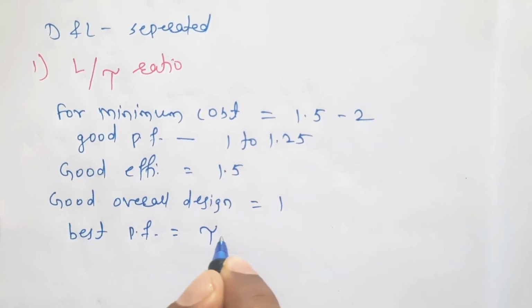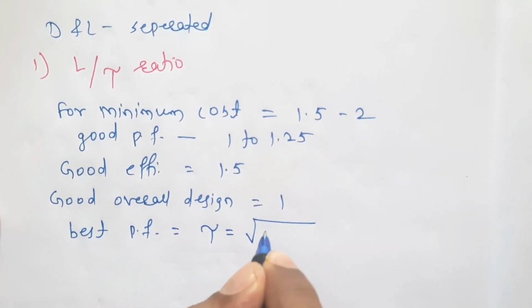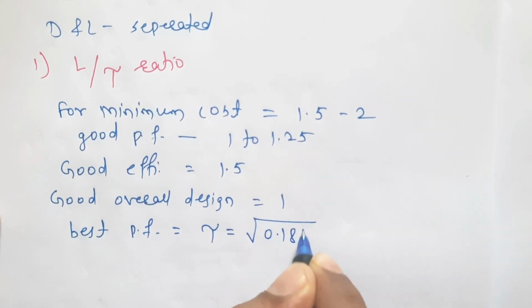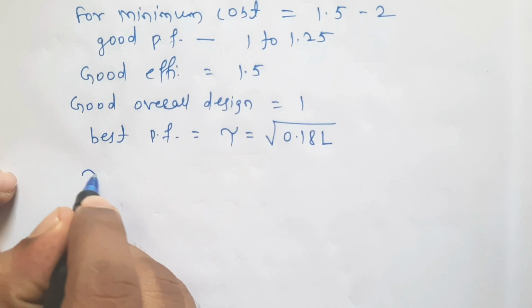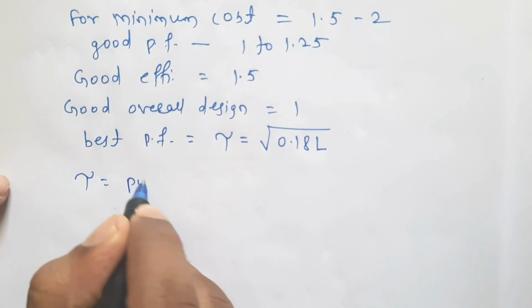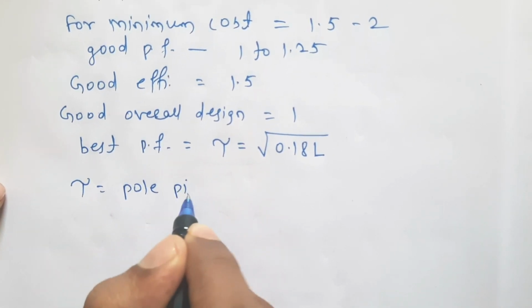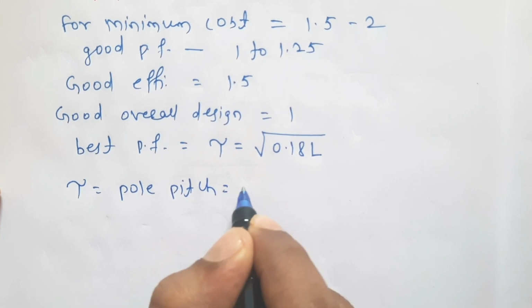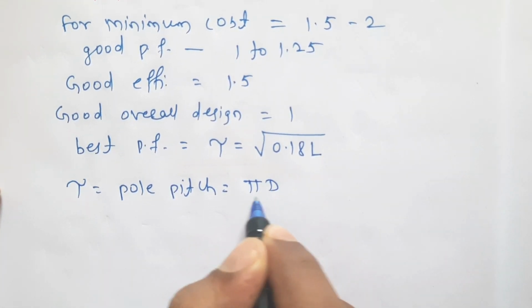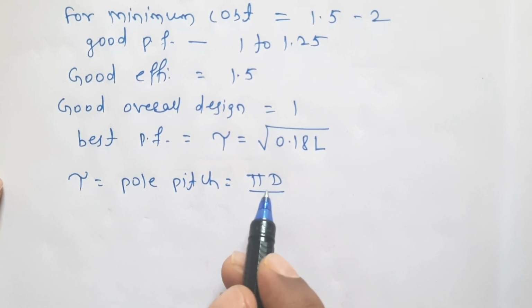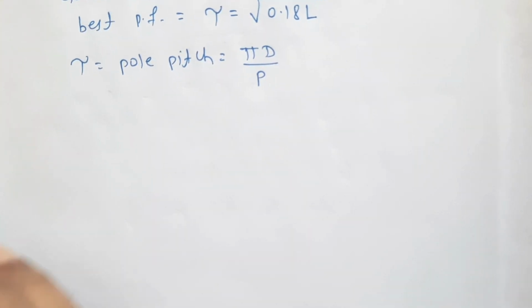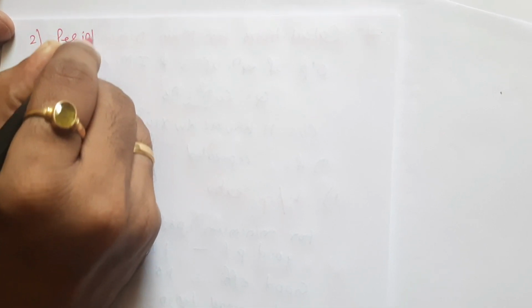the value of tau is equal to under root 0.18 L, where tau is the pole pitch and the value of pole pitch is equal to pi d divided by p. P is the number of poles, d is the diameter of stator core. The second parameter to separate D and L is peripheral speed.